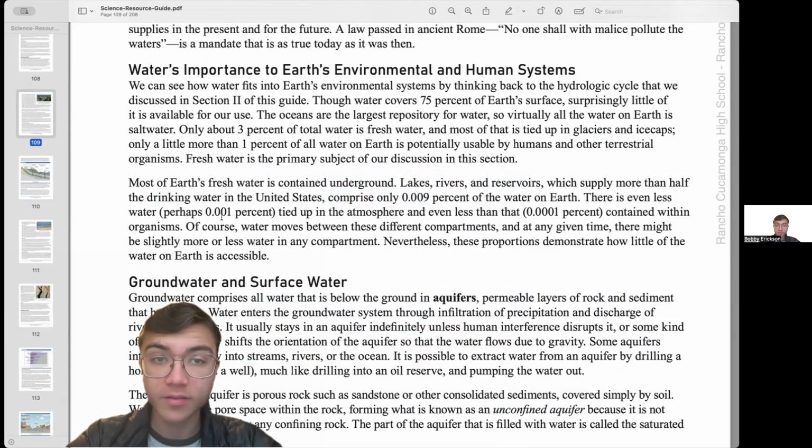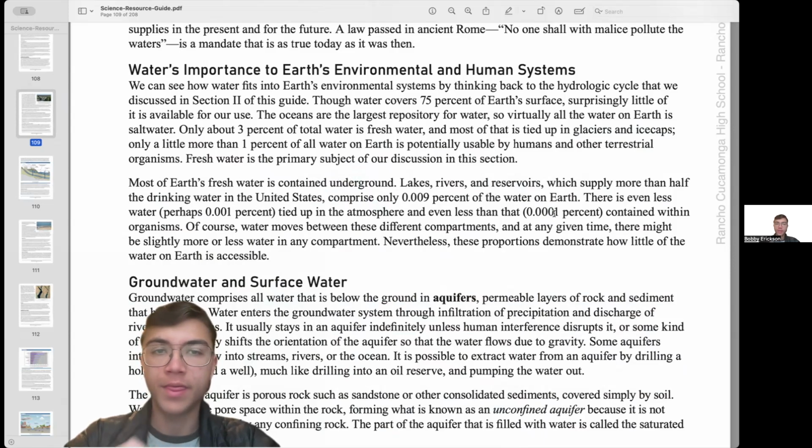There is even less water tied up in the atmosphere, 0.001%, and then even less in organisms, 0.0001%. You can remember, okay, this is about 0.01 if you round, but just remember it's that 9 for the percent of water, and then it gets even smaller: add one more zero in the atmosphere, and then one more zero in organisms.